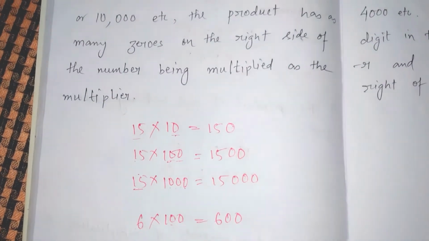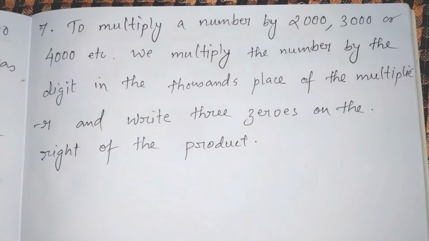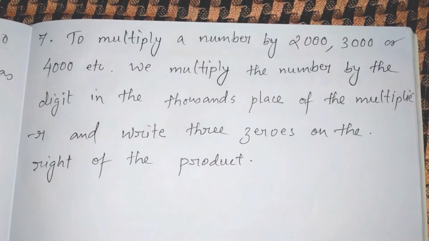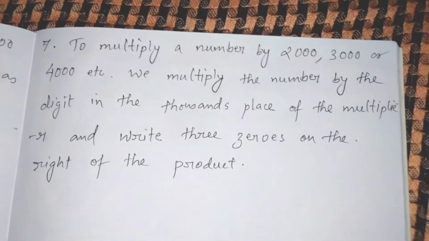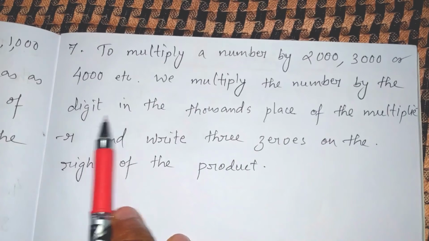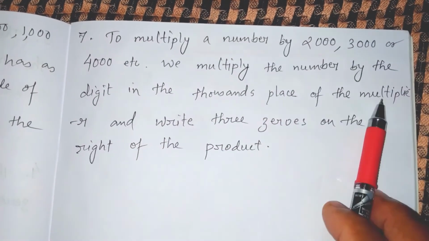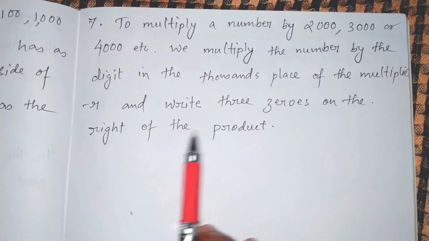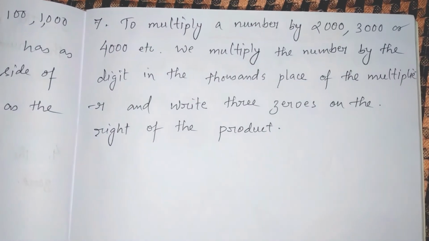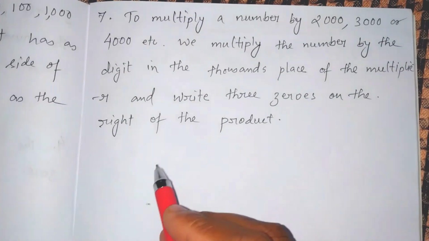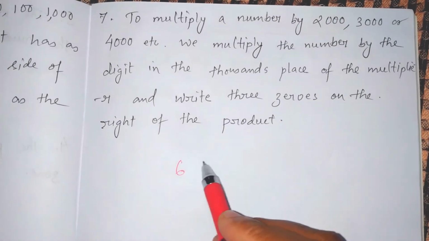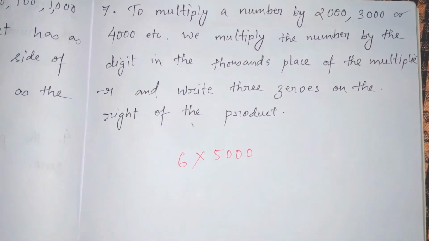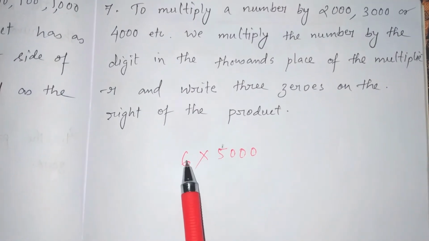Let's see the next one. Students, this is the last property, and this is also very interesting. To multiply a number by 2000, 3000 or 4000 etc., we multiply the number by the digit in the thousands place of the multiplier and write the 3 zeros on the right of the product. So let's understand this with an example. Suppose I write 6, and I multiply this with 5000.